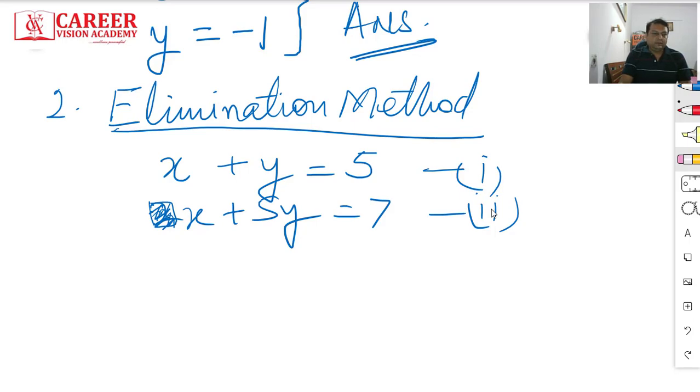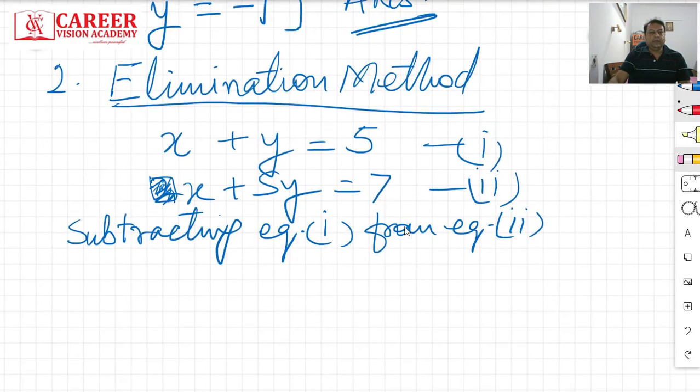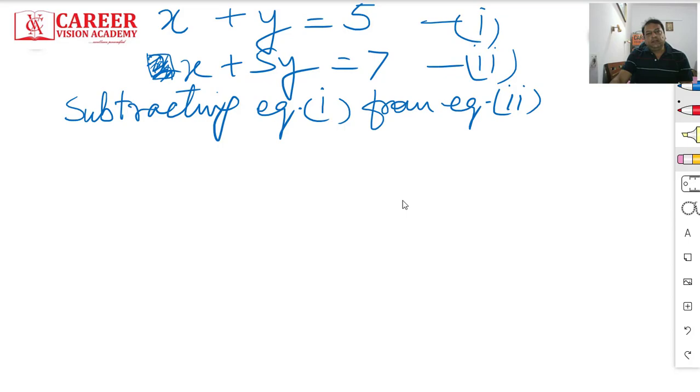I can very well see that if I subtract the equations, x can be eliminated. Let me do that, subtracting equation 1 from equation 2. Now there is one more thing you have to remember. There must be a question arising in your mind: do we have to subtract equation 1 from equation 2 only? You can do it either way. Either you can subtract equation 2 from 1 or 1 from 2. It won't matter.